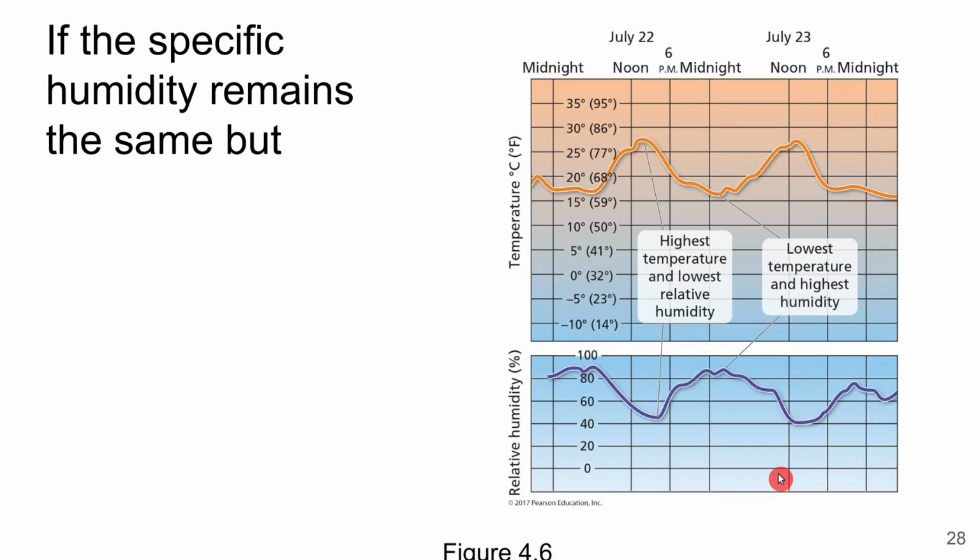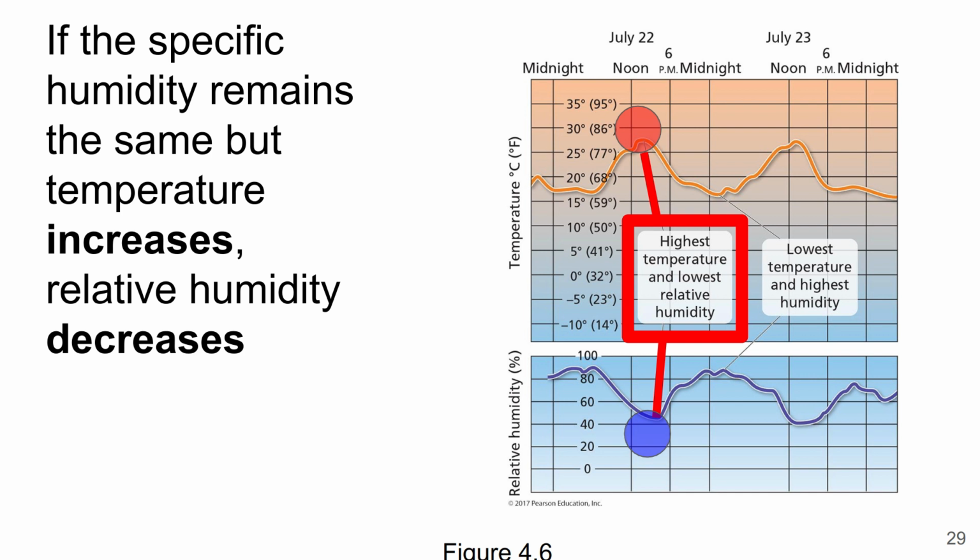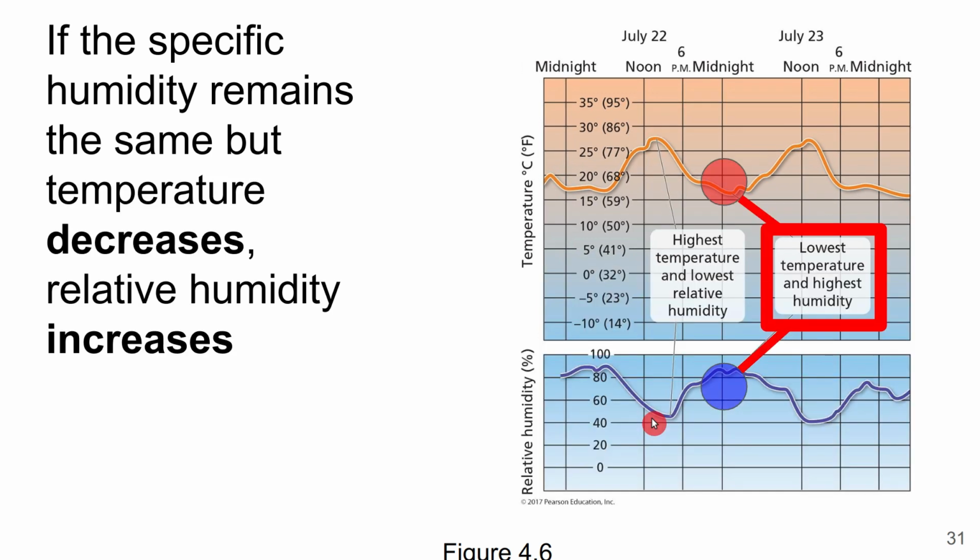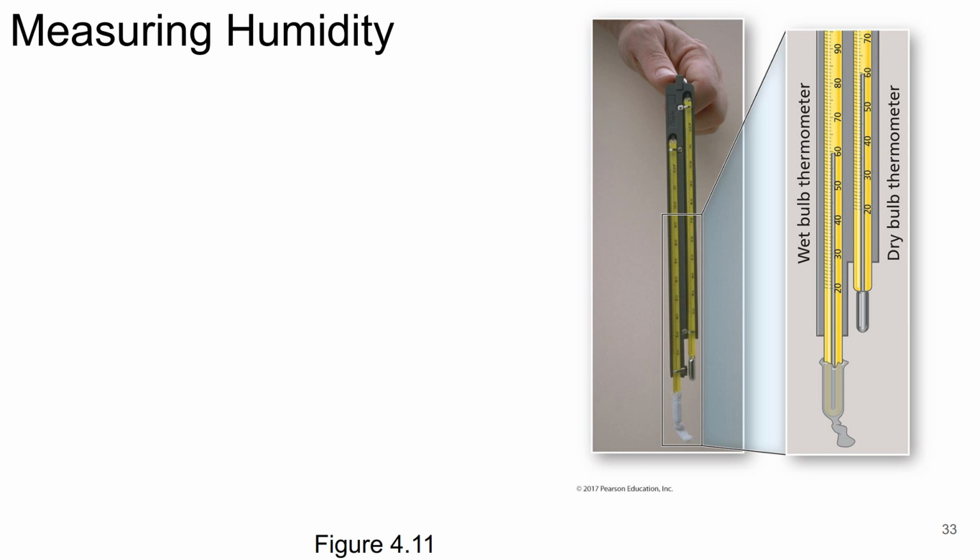So if the specific humidity remains the same, but the temperature goes up, the relative humidity goes down. So this is showing temperature. This is showing relative humidity from the Sacramento airport. You can see the temperature goes up, the relative humidity goes down. When the temperature's gone down, the relative humidity goes up. So they're inverse.